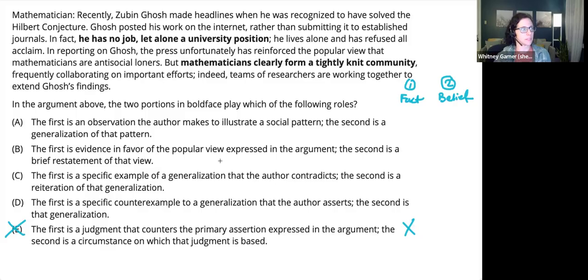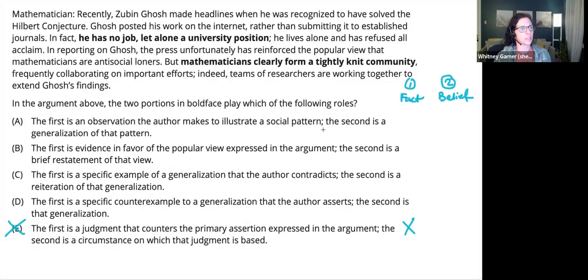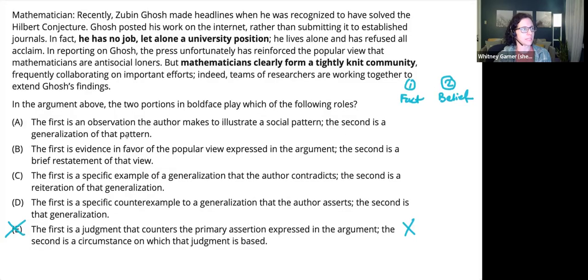Let's go see what they all have to say about the second. So they talk about an illustrated social pattern. The second is a generalization of that pattern. Well, it seems like these two kind of disagree. The first is saying, this is this part where he lives alone and he's refused all acclaim. The second is the author trying to say, but mathematicians actually are part of a community. There's something that feels like they're in opposition a bit.